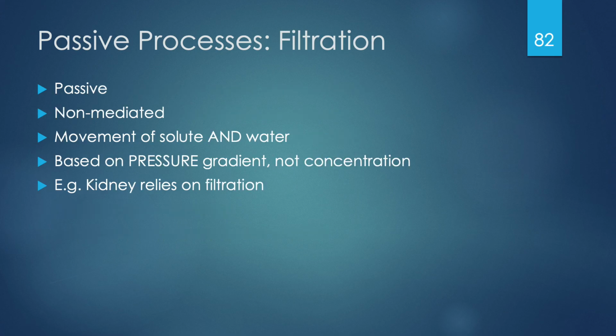Another passive process, just for your notes, is called filtration. Filtration is non-mediated, and it is the movement of both a solute and water. This is based strictly on a pressure gradient, not a concentration gradient. So the best example of this is going to be the kidney. The kidney relies on filtration to produce urine.